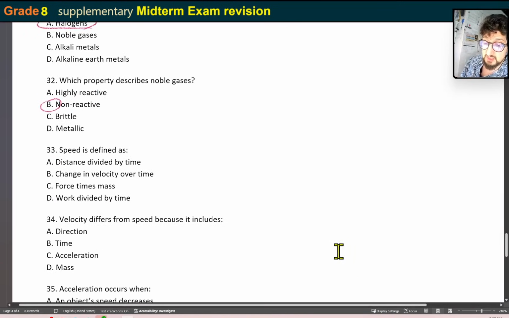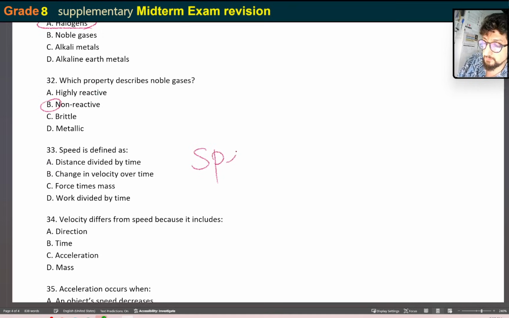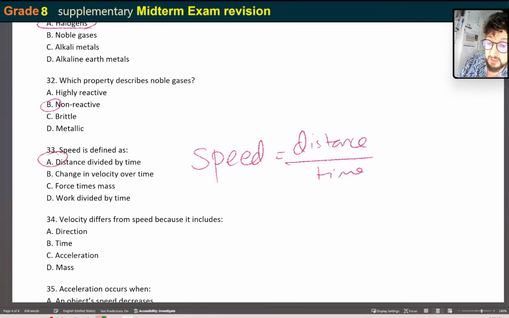Speed is defined as what? Speed equals distance over time. So it is the distance covered in a certain time. So distance divided by time is sufficient.